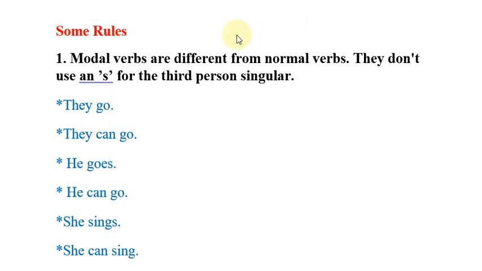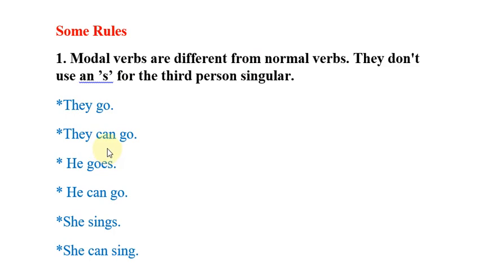When using modal verbs, you need to consider some rules. You need to pay attention to these rules. Modal verbs are different from normal verbs. How? They don't use an S for the third person singular. That can be the most important rule. Well, simply you can say they go. But when you have can, you say they can go.